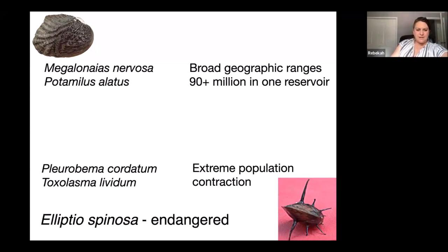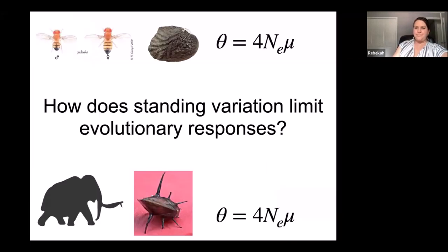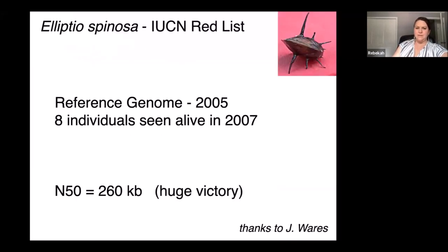When I started this project, I got an email from a guy at Georgia named John Wears. I had met him; he was just starting his professor job as I was graduating from college. He said, hey, I heard that you're working on these freshwater mussels. That's totally awesome. I have in my freezer DNA from a species called Elliptio spinosa. Do you want it? What? Where are my slides? Right.